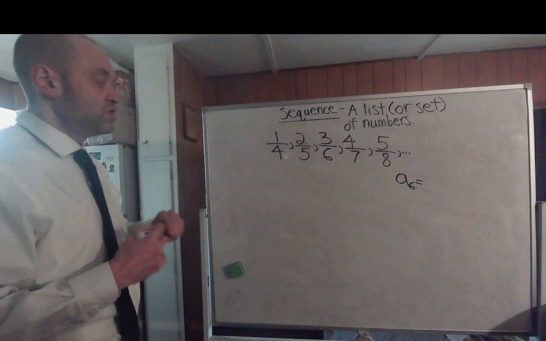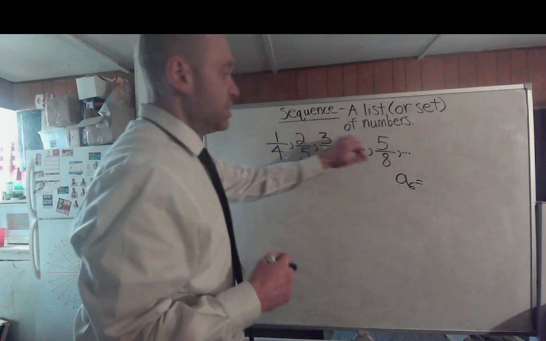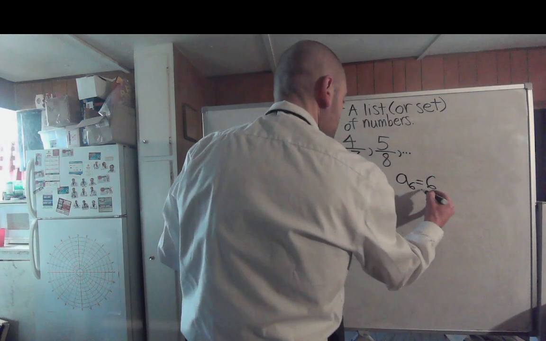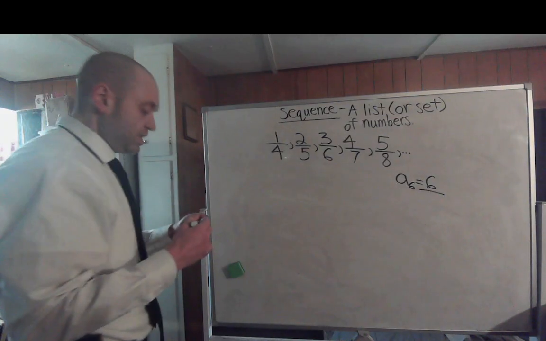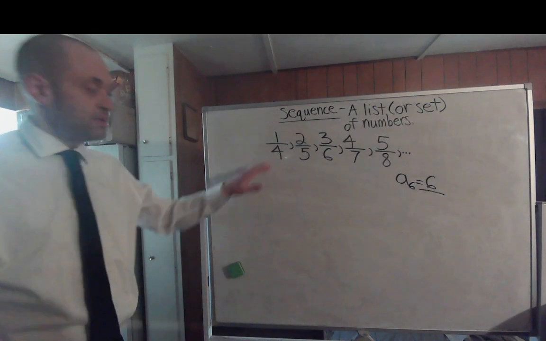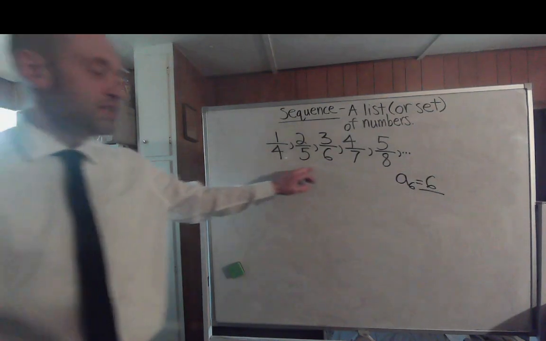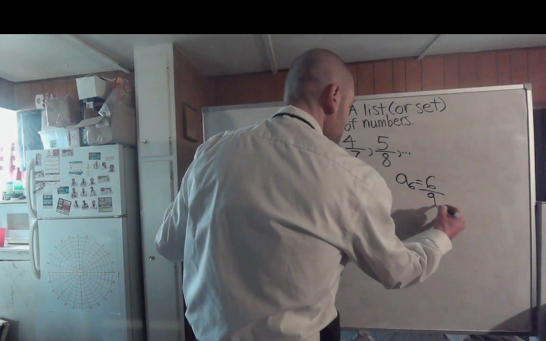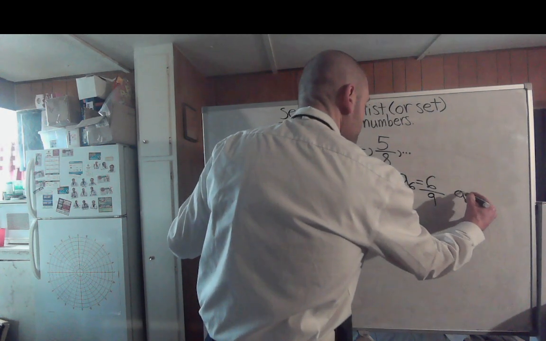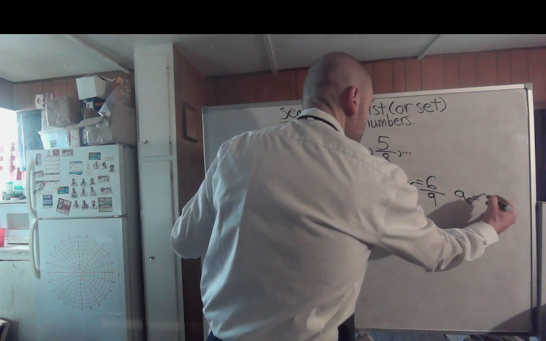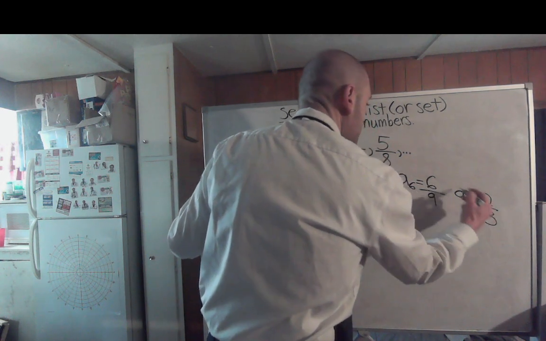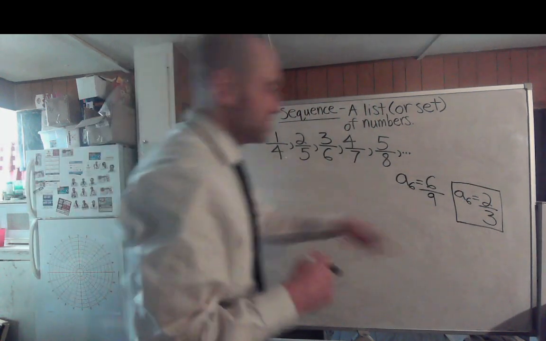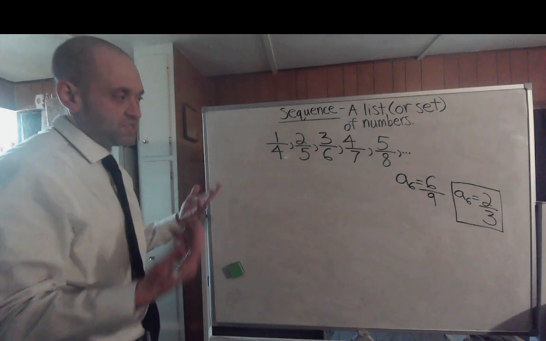So notice the numerator keeps going up by 1 number, right? So that means we'll definitely have a 6 for the numerator. Now notice your denominator starts at 4, but it still goes up by 1 number. So you should get 6/9, which really means your 6th term, if you reduce it, should be 2/3. And it's usually best to reduce it. You should end up getting 2/3 for your 6th term, which is 6/9.